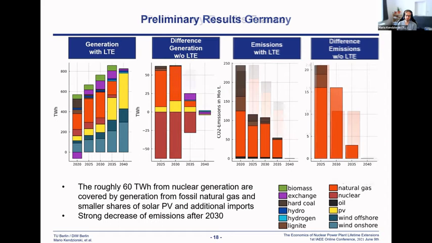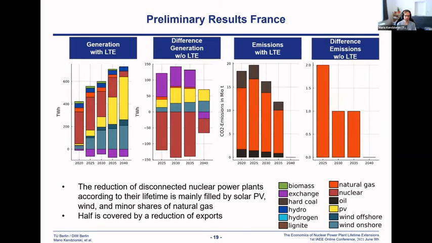And if we take a look at France, where we assume that there's no lifetime extension, so all the power plants will be decommissioned after 40 years, which means it is a rapid end of commercial use in France in the next 10 years. And compared to a scenario where we extend the lifetimes by 10 years.